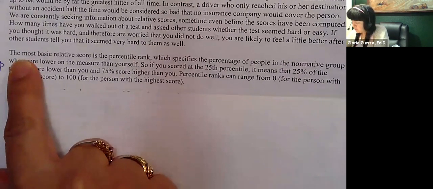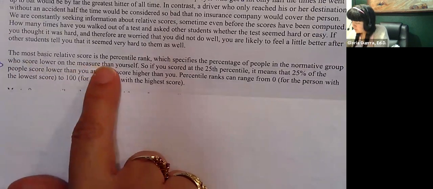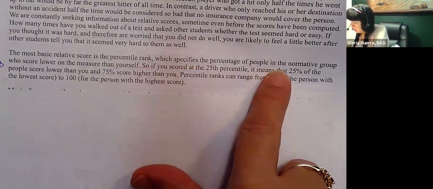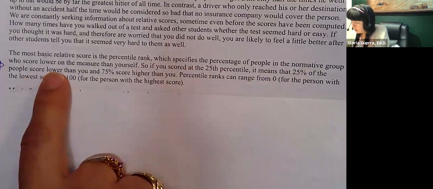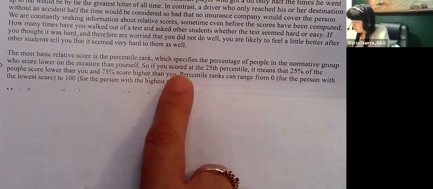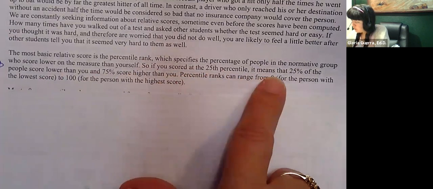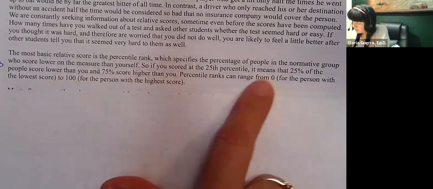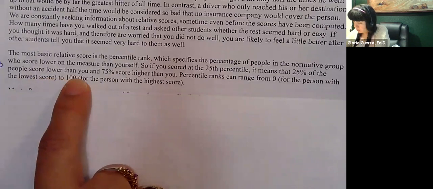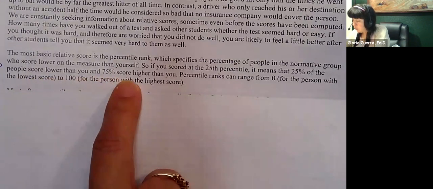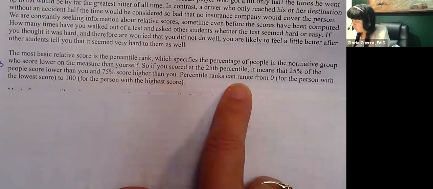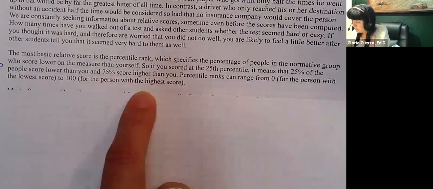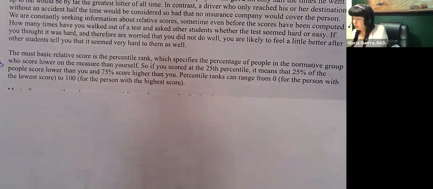So it says that the most basic relative score is the percentile rank, because we're going to be doing percentile rank in a little bit too, which specifies the percentage of people in the normative group who score lower on the measure than yourself. So if you scored at the 25th percentile, it means that 25% of the people score lower than you, and then it means that 75% score higher than you. So percentile ranks can range from 0 for the person with the lowest score to 100 for the person with the highest score. Okay, so I wanted to mention that about percentile ranks.